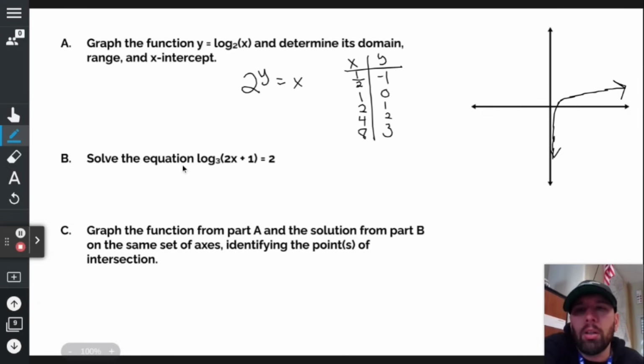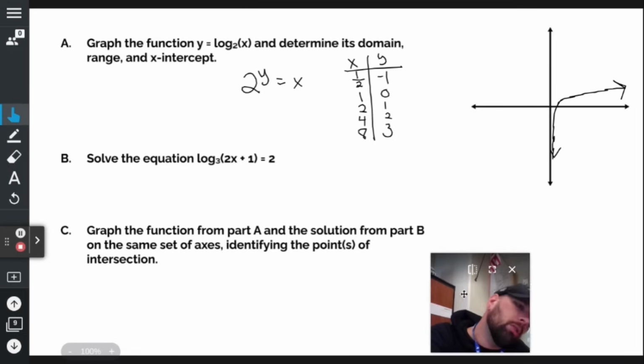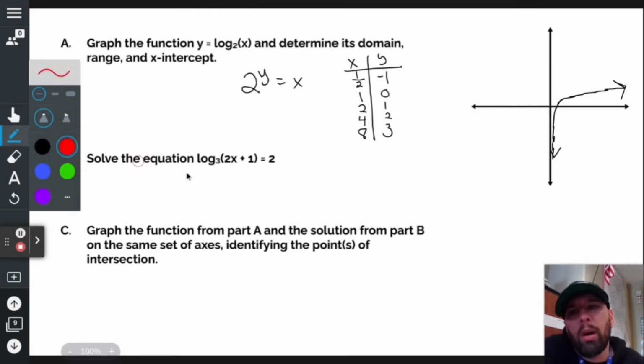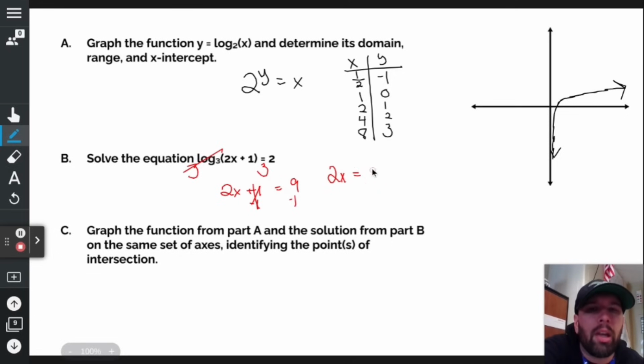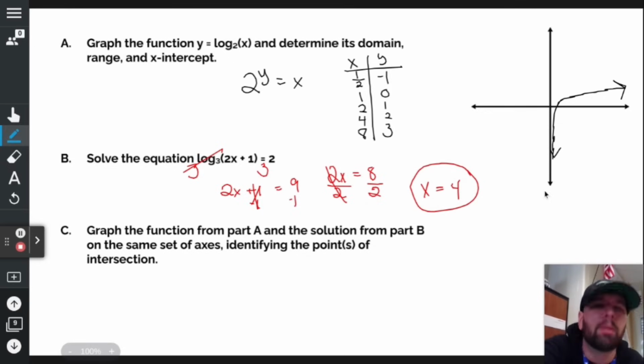Solve the equation log base 3 of 2x plus 1 equals 2. Is this a calculator section? No. So I am going to take 3 to the power of both sides. That cancels out and gives me 2x plus 1 equals 3 squared, which is 9. Minus 1, minus 1. That gets me 2x equals 8. Divide by 2, divide by 2, x equals 4. Am I allowed to plug in 4 into the original problem? Yes, because then I'll take the log of a positive number. It all works out.